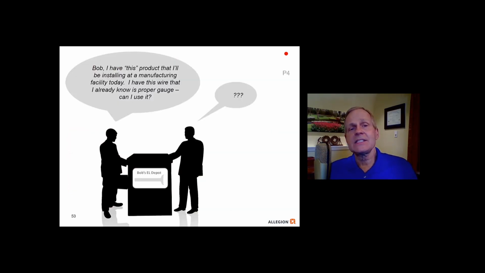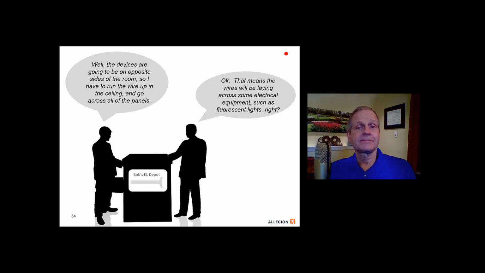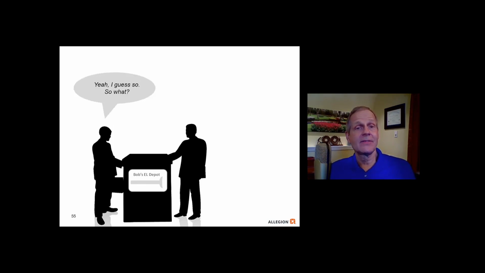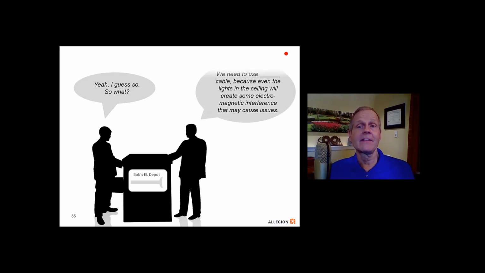All right, so now the technician's saying, Bob, I've got this product I'll be installing in a manufacturing facility. I know I have the right gauge wire. Can I use it? The supplier says, well, okay, it means that you're going to be laying the wires near some electrical equipment, which could include things like fluorescent lights. Is that correct? Technician says, yes, it will be installed near fluorescent lights because I'm going above a suspended ceiling.